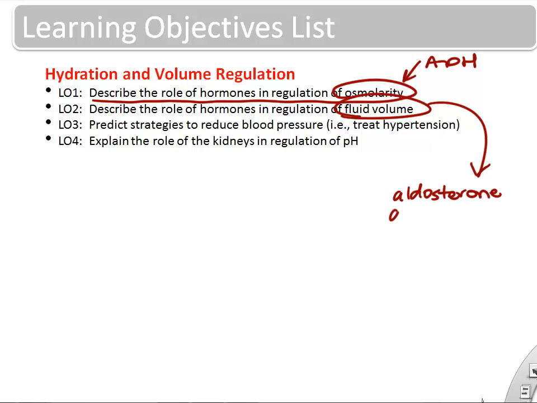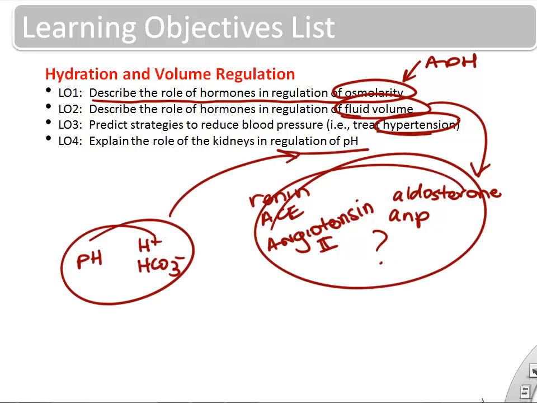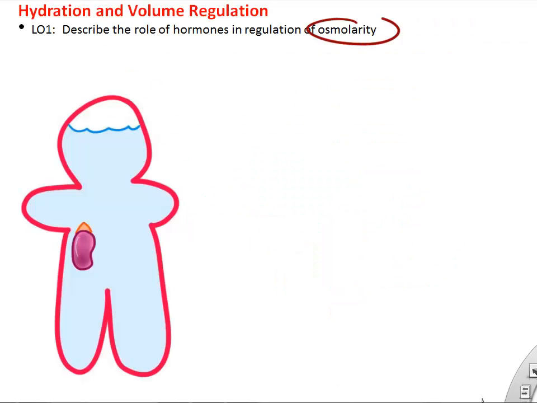For fluid volume, we're going to talk about hormones aldosterone and atrial natriuretic peptide, some important enzymes and signaling hormones. We'll also talk about how all this relates to treatment of hypertension, and then we'll finish up with pH.